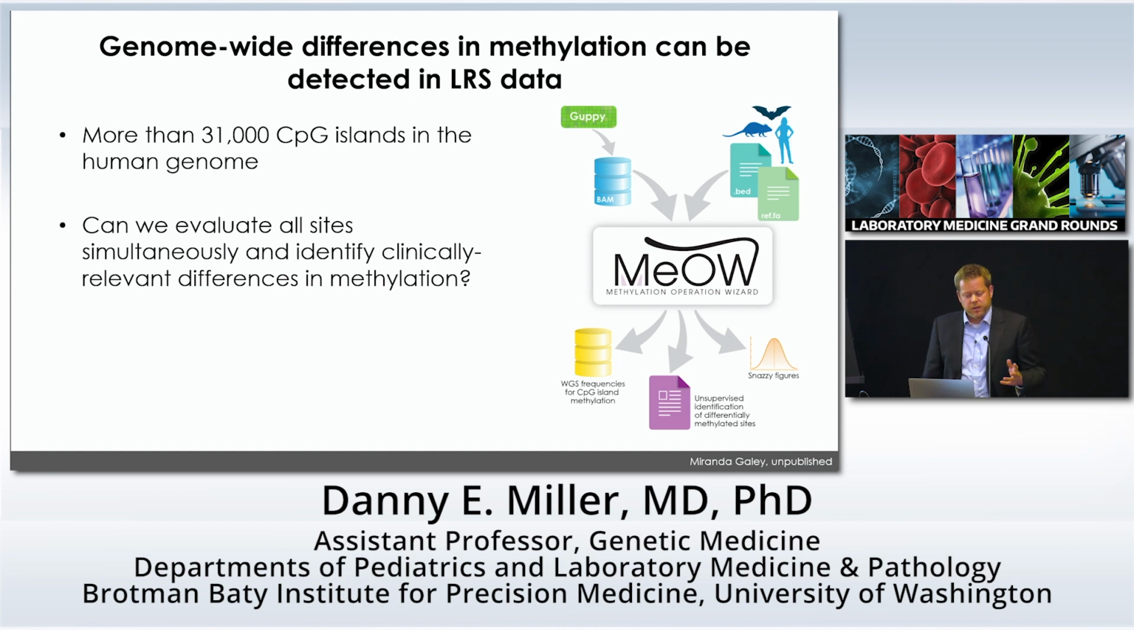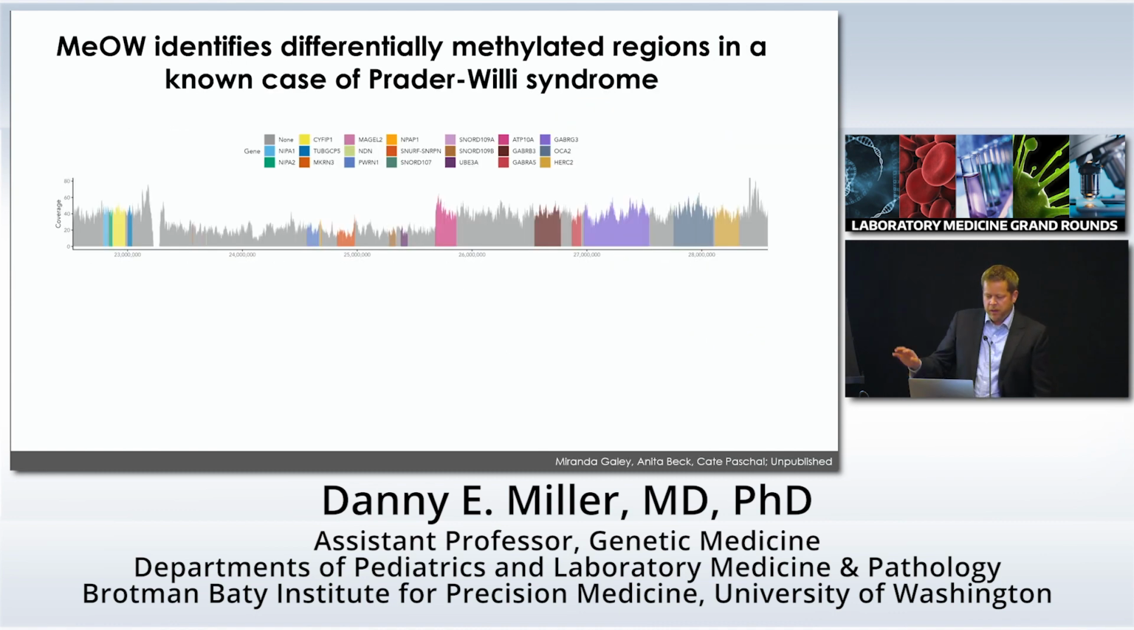So we know that there's about 31,000 CpG islands in the genome, and the question is, can we actually evaluate all of those CpG islands simultaneously, and then identify relevant differences in methylation that could point us toward a particular disorder? So let me show you an example of that. So this is an individual, a control case of Prader-Willi syndrome. This is coverage that's been plotted, and then the different colors are the different genes along the chromosome there. And you can see that with the coverage, it kind of trucks along here and then it drops off. And this represents a deletion right here.